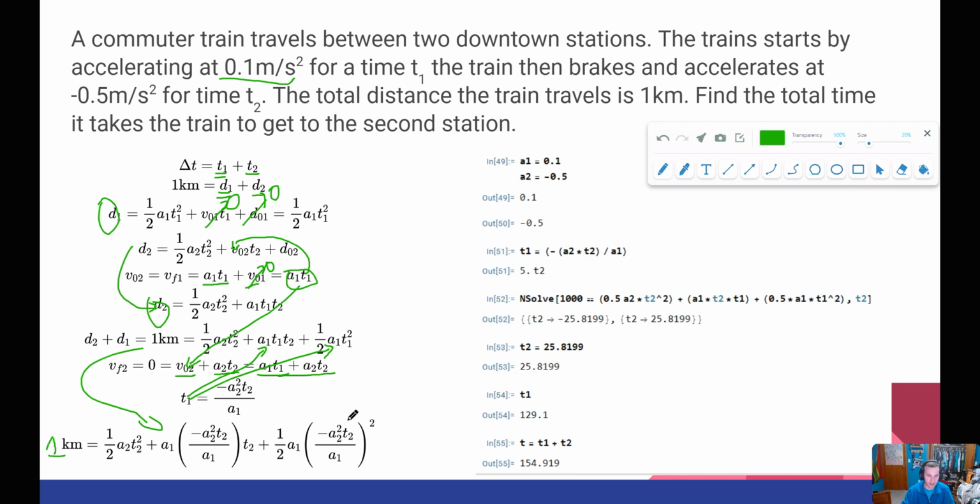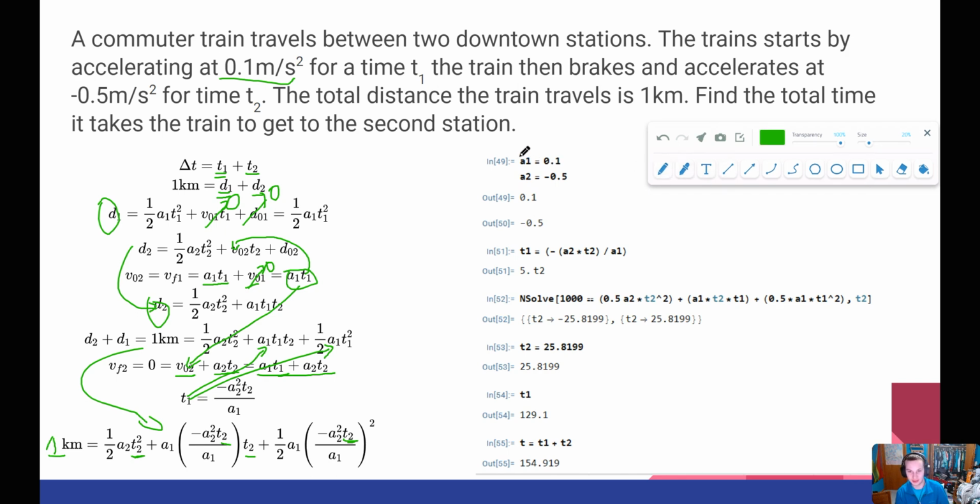You can collect your t2 terms, your t squared terms. Actually, all of them, it looks like, have a t sub 2 there, a t sub 2 there. But anyway, it was more work than I wanted to do. You can go ahead and do it by hand, but I've got a handy tool called Mathematica that allows me to skip some of the algebra work.